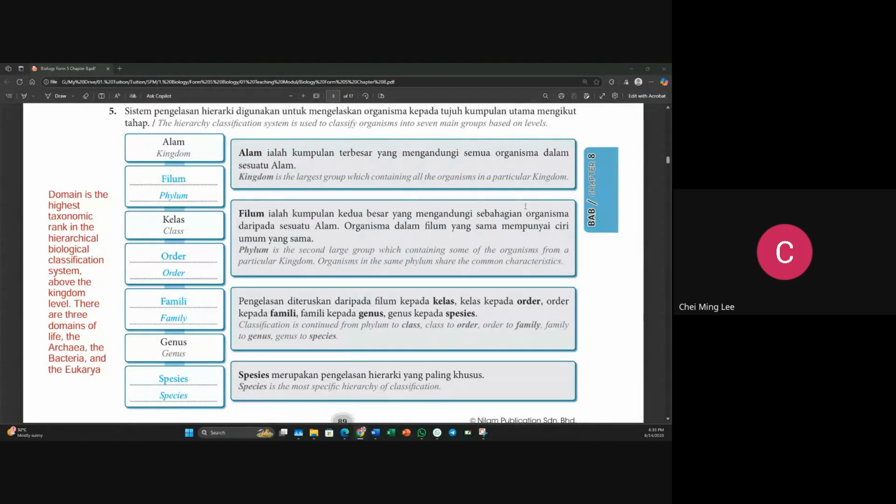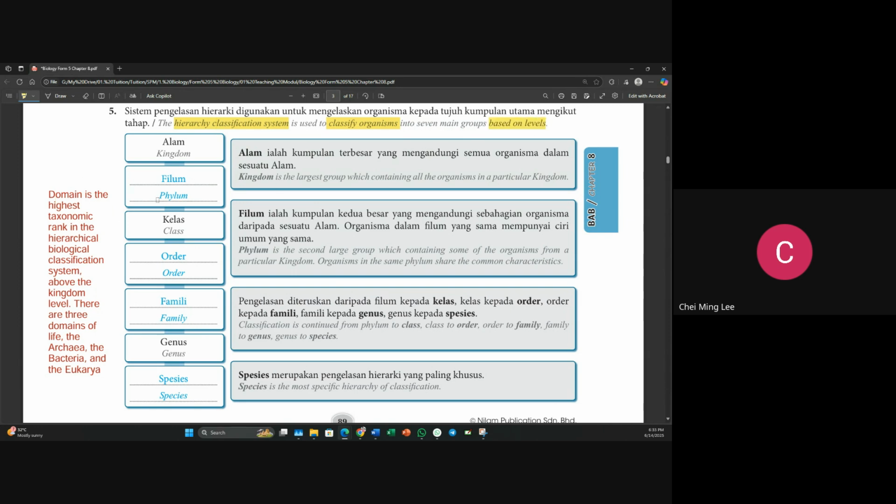Okay, let's start with this one. So this one is actually a classification system. It's a hierarchical classification system that we use to classify organisms into 7 main groups. It's not actually 7, where we classify based on level.